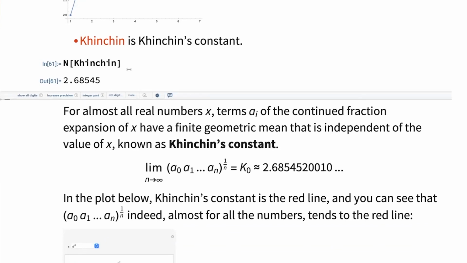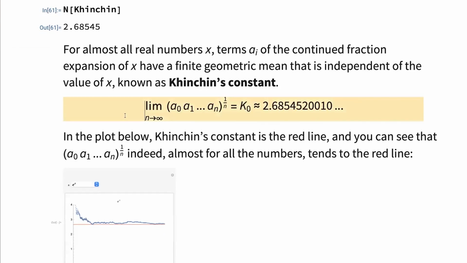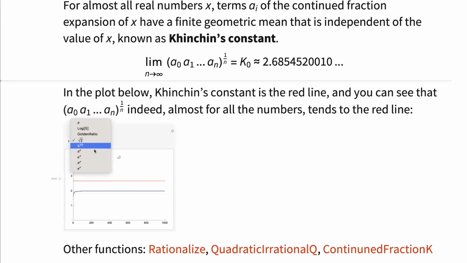What it is, so for almost all real numbers x, terms a_i of the continued fraction expansion of x have a finite geometric mean that is independent of the value of x, known as Khinchin's constant, and mathematically speaking, this is what it says. And in this plot, you can see that Khinchin's constant is the red line, right? And you can see that this value indeed, for almost all numbers, tends to the red line, and actually almost all is a mathematical term, but let's just not go there.